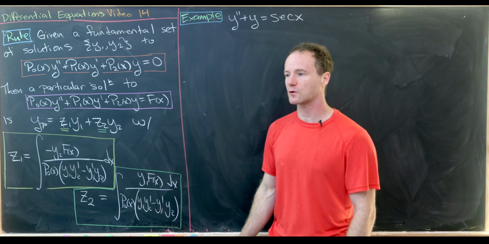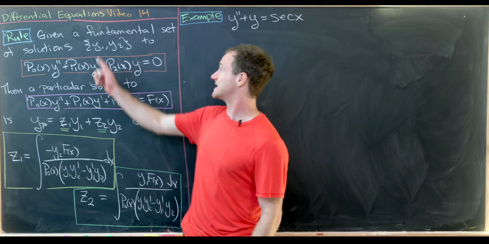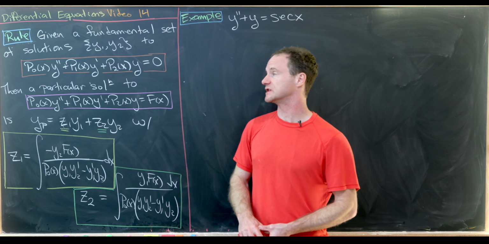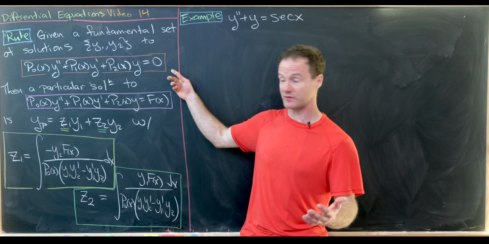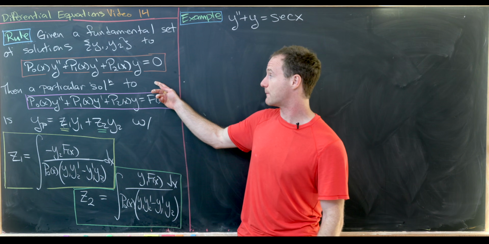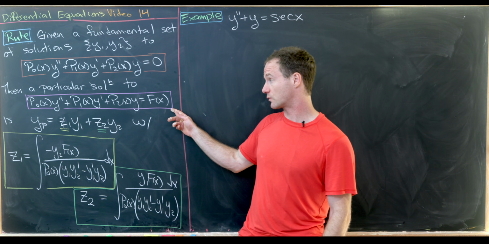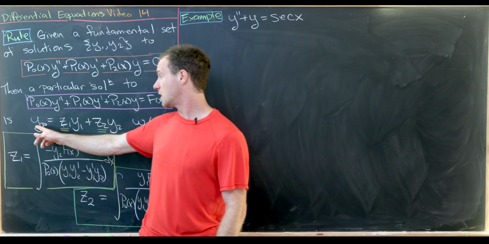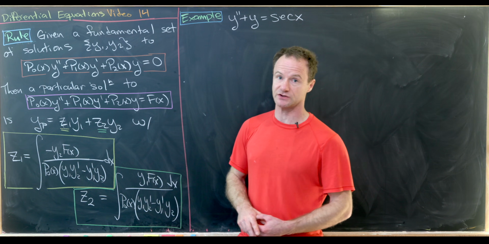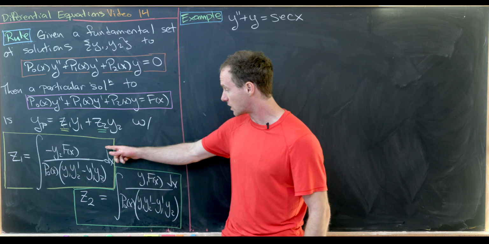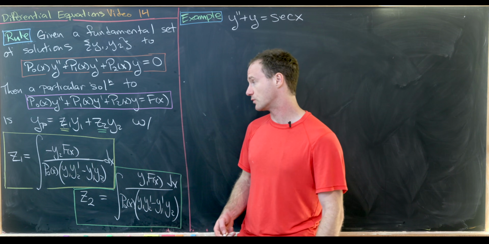Okay, as a summary for what we've done so far, let's look at the following rule. So that says that given a fundamental set of solutions, y1, y2, to this brown boxed homogeneous equation that we've been working with, then a particular solution to this non-homogeneous equation that we've been working with is of the form, well, we'll call it yp, which is z1 y1 plus z2 y2, where z1 and z2 are described by the following integrals, which we derived all of this on the last board.